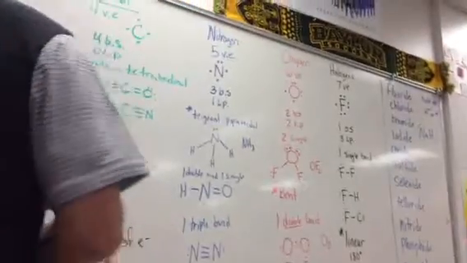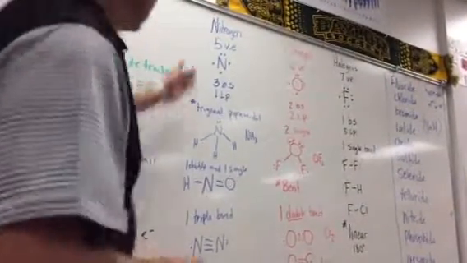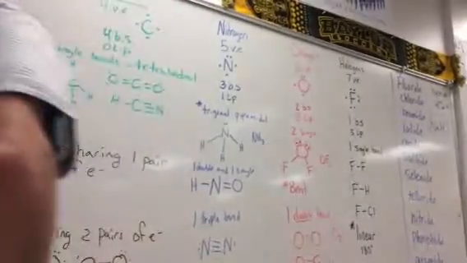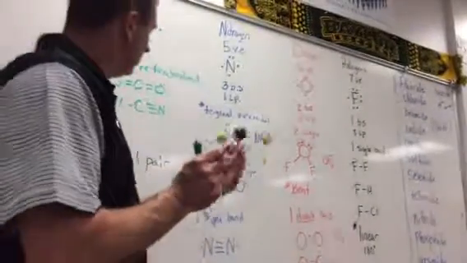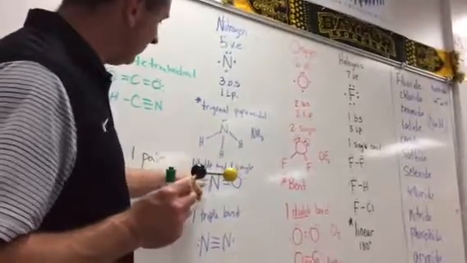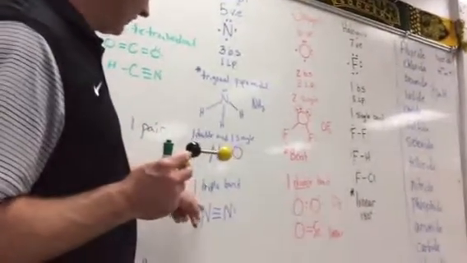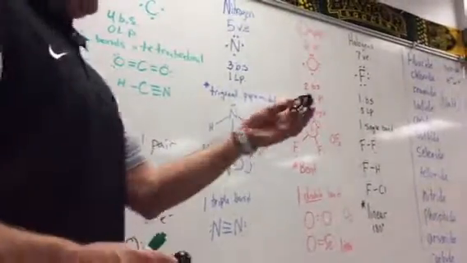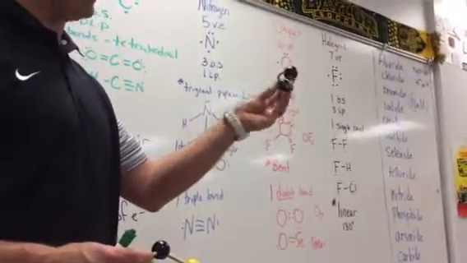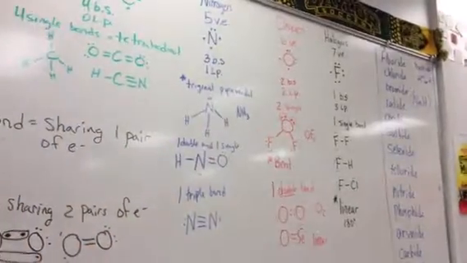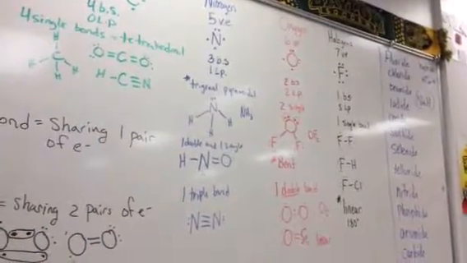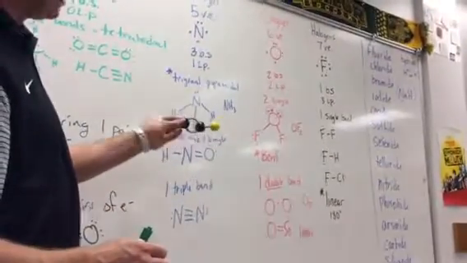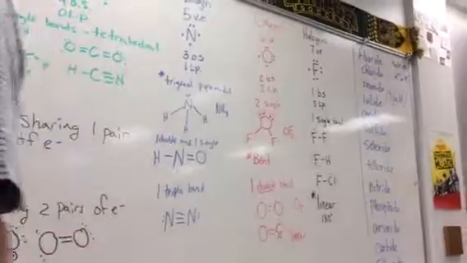All right, then nitrogen, okay, it has three bonding sites, so it can make three single bonds, which is a trigonal pyramidal, like that, or it can make one double and one single, or it can make one triple, right? A triple bond looks like that, sharing three pairs of electrons. And if I do the one double and one single, it'll look like that.